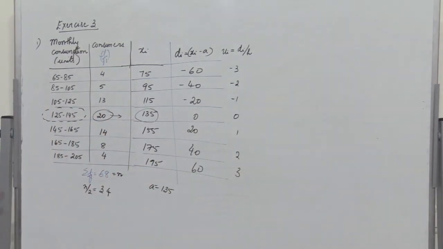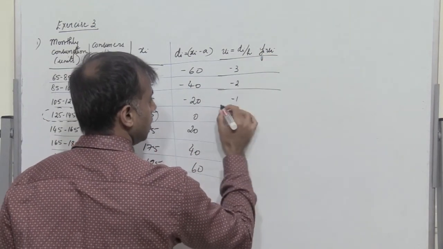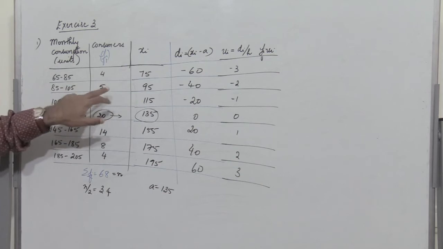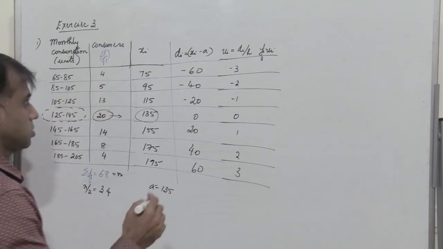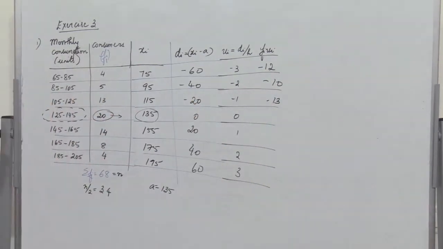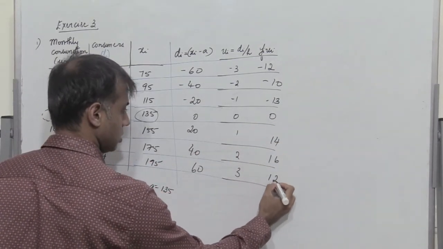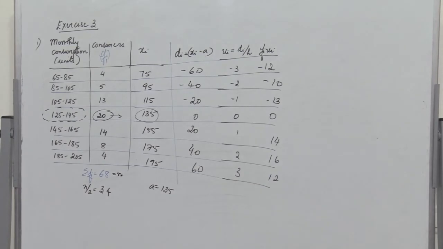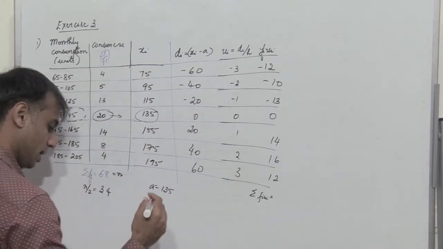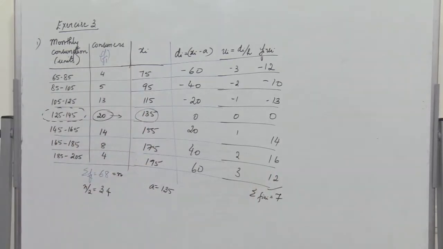Okay, now we calculate fi into ui. Very simple. Then we will be able to find the mean value very easily. So fi into ui: 4 into minus 3 is minus 12, and then we have minus 10, minus 13, and then 0 into 20 is 0, then I have 14, then 16 and 12. I add up all of them, so summation fiui. When I add up all of them, I get 7.